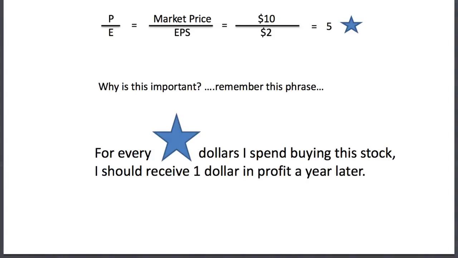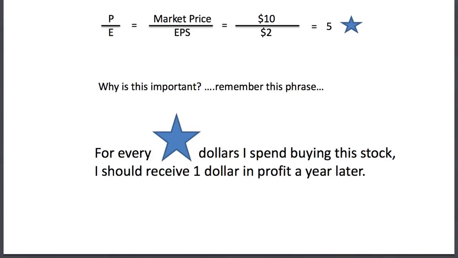So let's say that the PE ratio is 10 for a company. So you'd say for every $10 I spend buying this stock, I should receive $1 in profit a year later. As you can see, the higher the PE ratio is, the worse that sentence sounds. Because if I said for every $100 I spend buying the stock, I should receive $1 in profit a year later, that doesn't sound nearly as good as for every $5 I spend buying the stock, I should receive $1 in profit a year later.